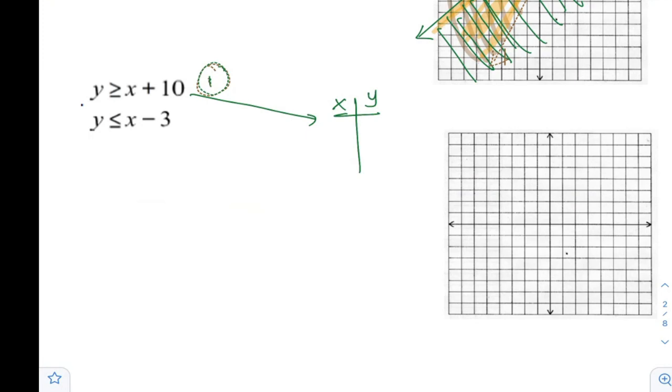If you choose, let's say, -5, -5 plus 10, 5. If you choose -6, it will be 4. So -5, 1, 2, 3, 4, 5. -5 will be with 5, 1, 2, 3, 4, 5. This is the first point. And -6 will be with 4, somewhere here. And this is your line, and it will be a solid line. The shading will be above.